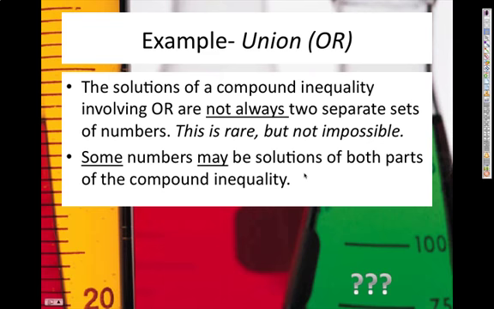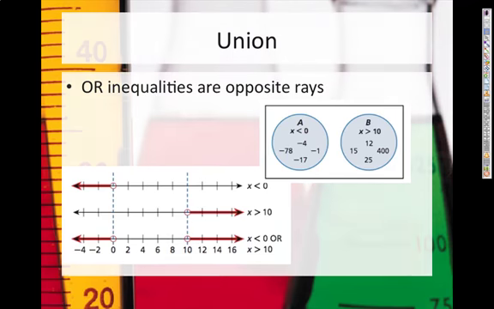Okay. Now, what does an or look like? It's a union. And they are opposite rays. So let's look at our A group. The first thing you should notice about our graph here, our diagram, is they don't cross. Okay, a union is not an intersection. It basically says two things and brings them together.